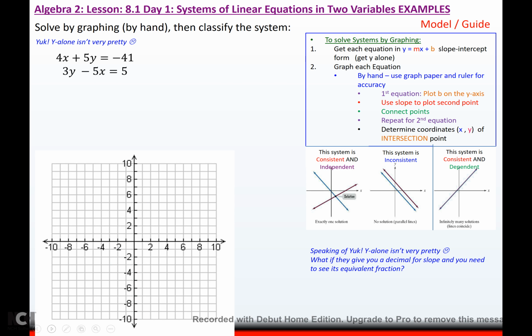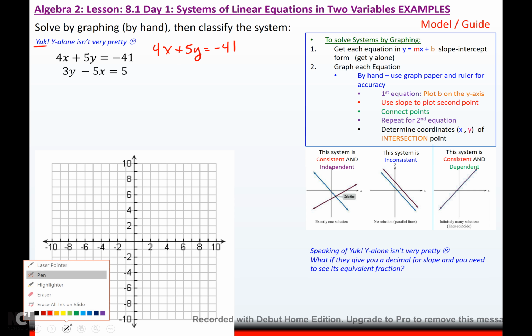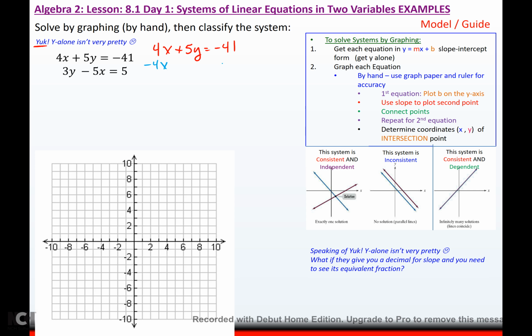Alright, so if we solve this one by graphing, and I said, yuck, y alone isn't very pretty. Well, let's try and get y alone on this first one. 4x plus 5y equals negative 41. I'm going to minus 4x, minus 4x. I get 5y equals negative 4x minus 41. Divide by 5, divide by 5, divide by 5. I get y equals negative 4/5 x minus 41/5.